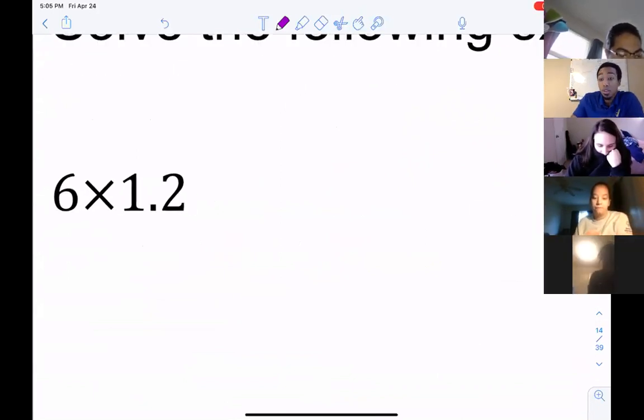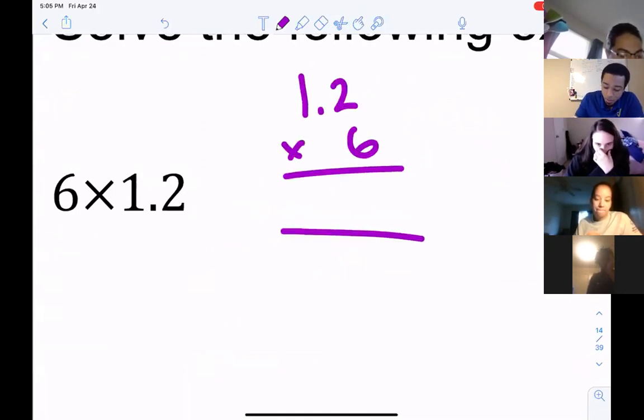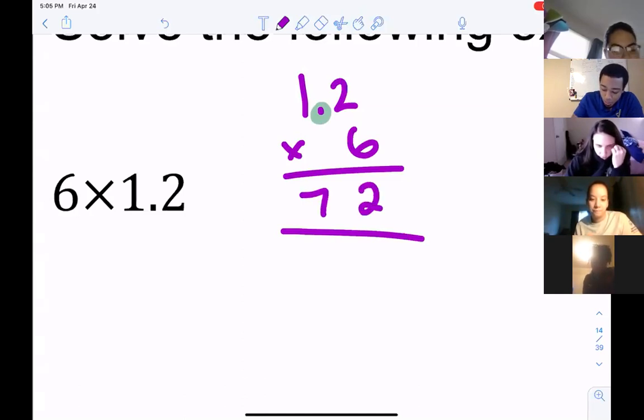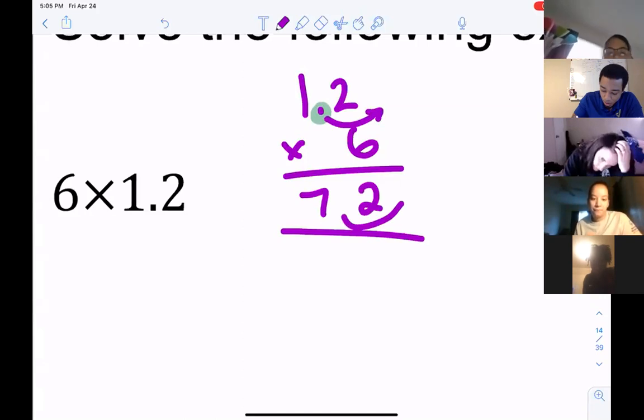Let's work through this together, because with decimals it looks more complicated, but I guarantee you it is not. Everybody, what happens when you do 1.2 times 6? At the end, whatever number you get, what do you do about that decimal place? Move it. You bring it right back. So whatever number you get, 1.2 times 6, that should give us 72. And then that decimal place, you bring it right back. So 7.2 is the answer.